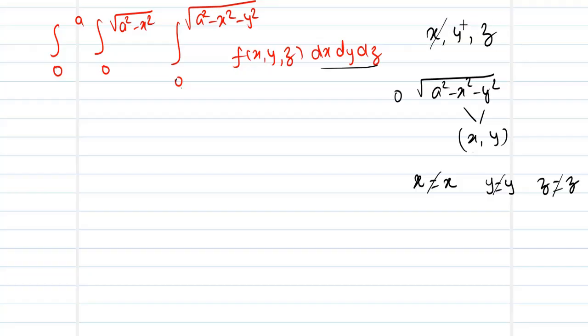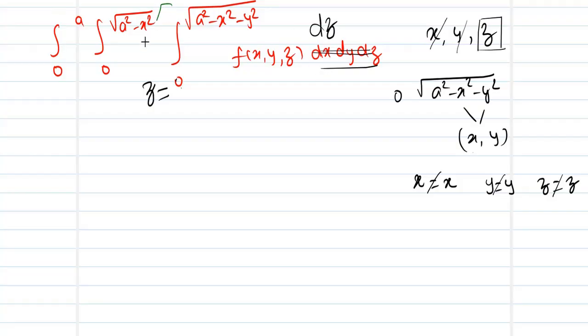You cannot have the y to be the limit of y. So what has to be taken as the limit? It has to be taken as the limit of the third variable z. So you fix this as dz varies from 0 to root over a square minus x square minus y square. So the order now changes. Which is integrated first? dz. So dz will be integrated first.